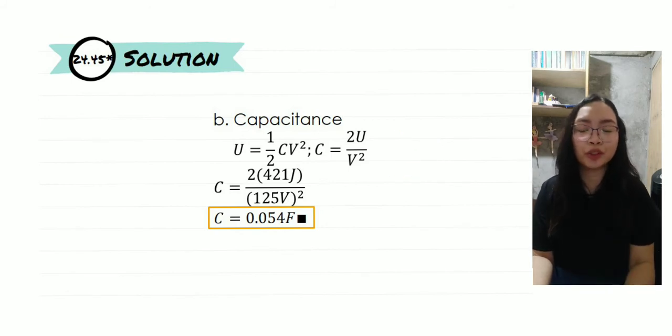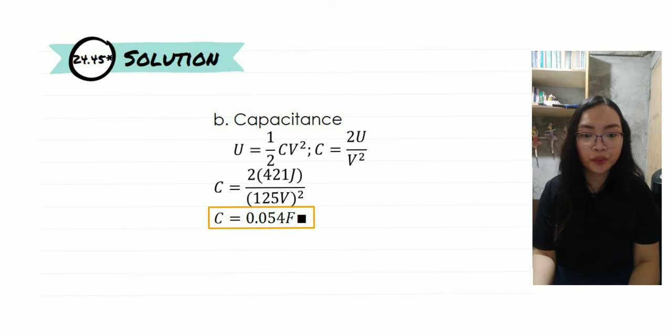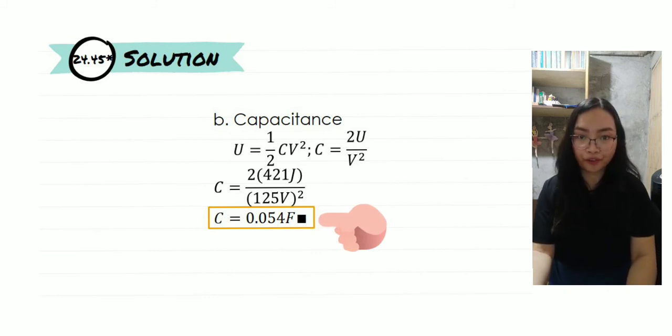So we need to substitute the values for U, which is equal to 421 joules, and for the voltage, it is 125 volts. Take note that we have to square the value of the volts in order to find the value of the capacitance, which is equal to 0.054 farads. So that's it for problem number 2.